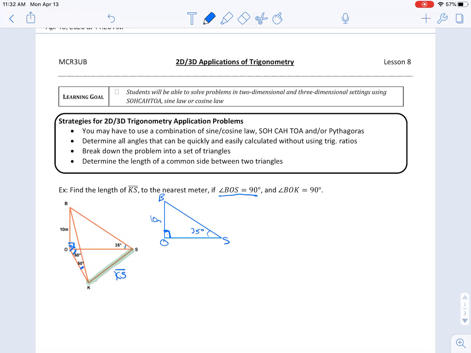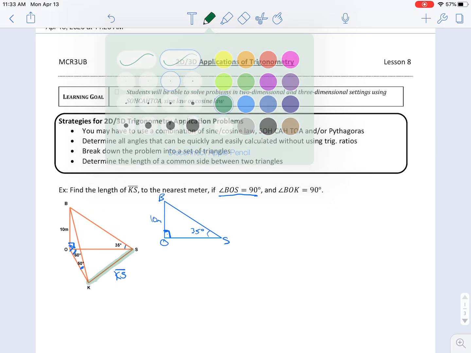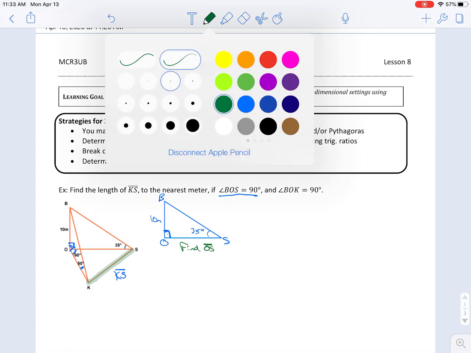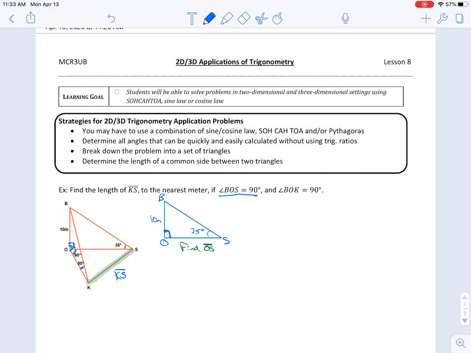So that's that part. We can also use another one, but what I think we're going to have to do is, in this triangle OKS, we're going to have to find more information. So maybe we can find OS first. So I'm going to find that. So that'll be our step one.